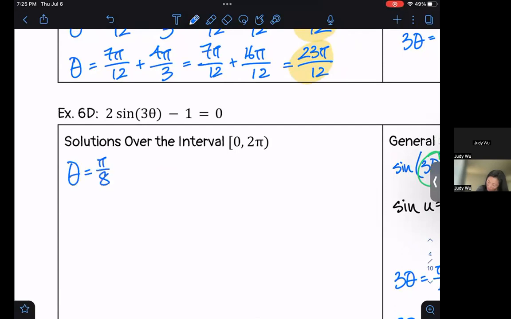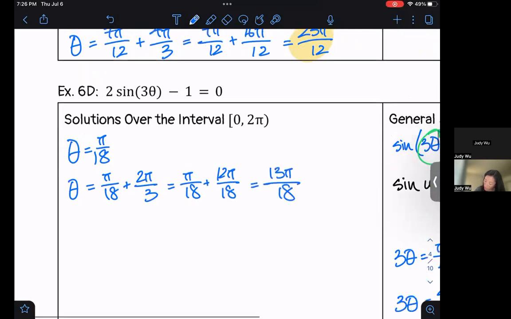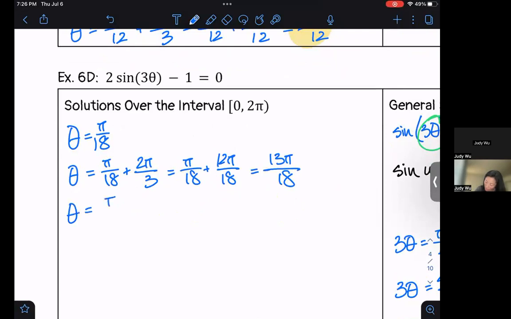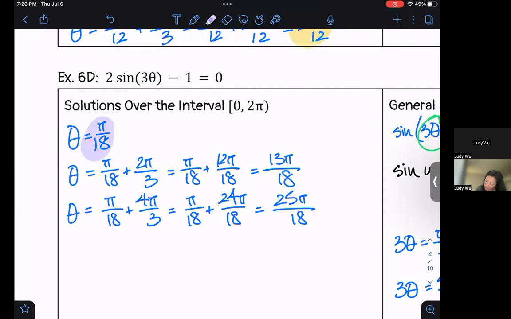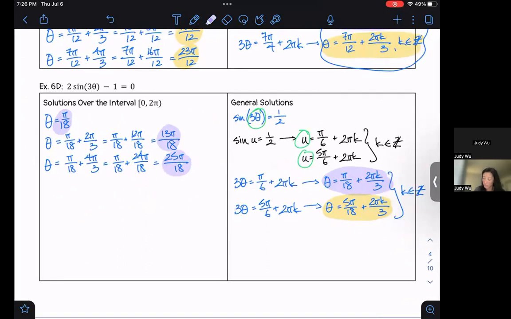Theta equals pi over 18 is one of them. Theta equals pi over 18 plus 2 pi over 3 is really pi over 18 plus, let's see, I want to multiply by 6 this time. So 12 pi over 18, which is 13 pi over 18. And then one last one comes from the purple one. It's pi over 18 plus 4 pi over 3. And so that'll give me pi over 18 plus, multiply by 6, 24 pi over 18, which is 25 pi over 18. And these 3 come from our pi over 18 one, okay?